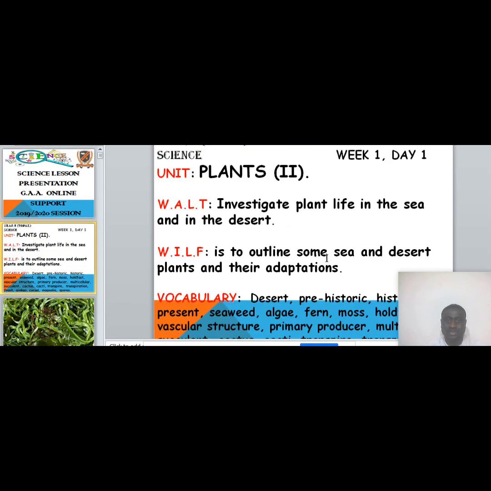The aim for today is that we are learning to investigate plant life in the sea and in the desert. And what I'm looking for is to outline some sea and desert plants and their adaptations.